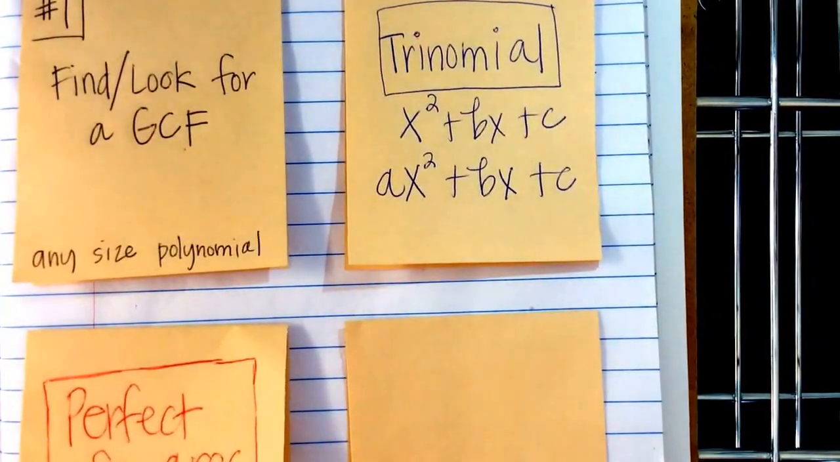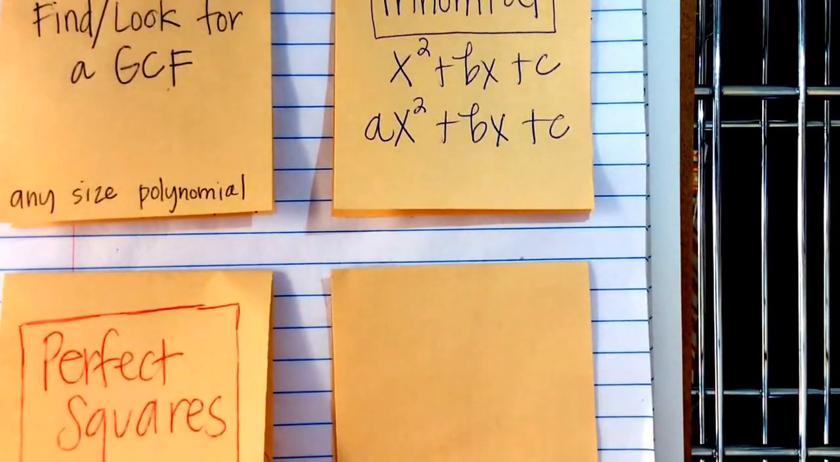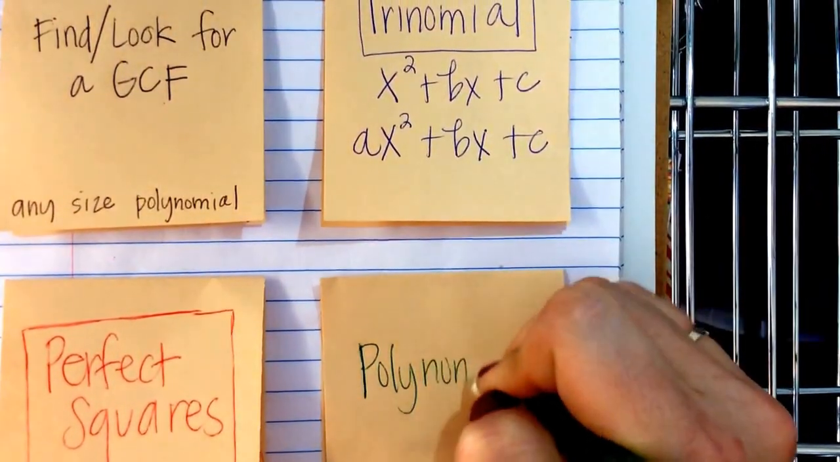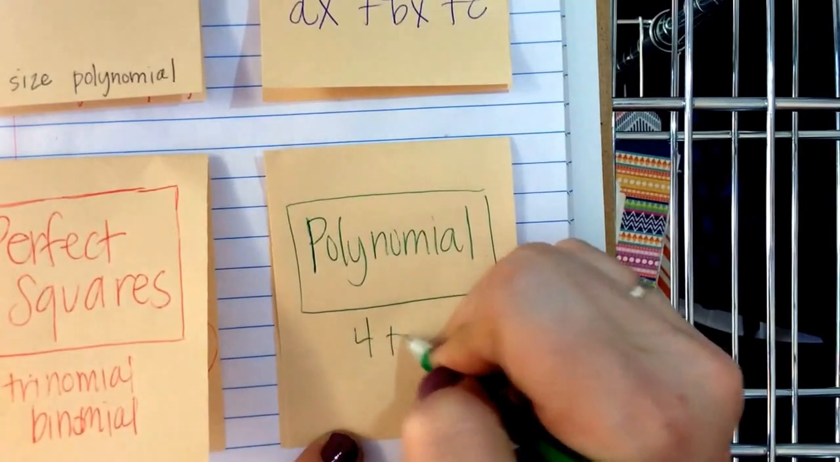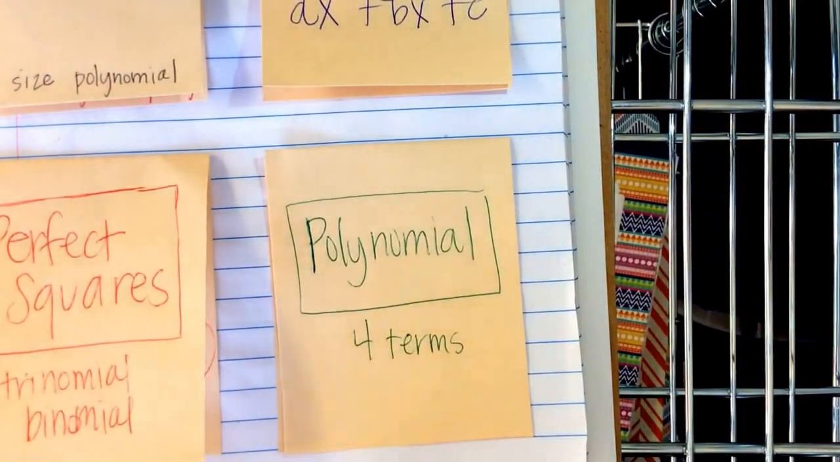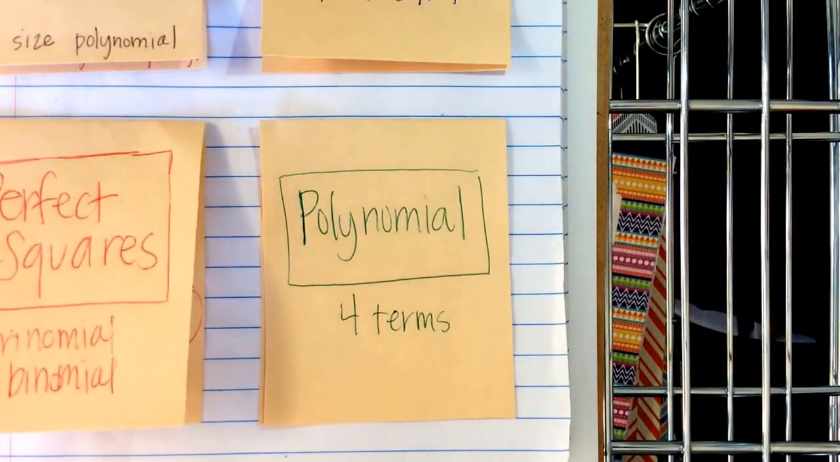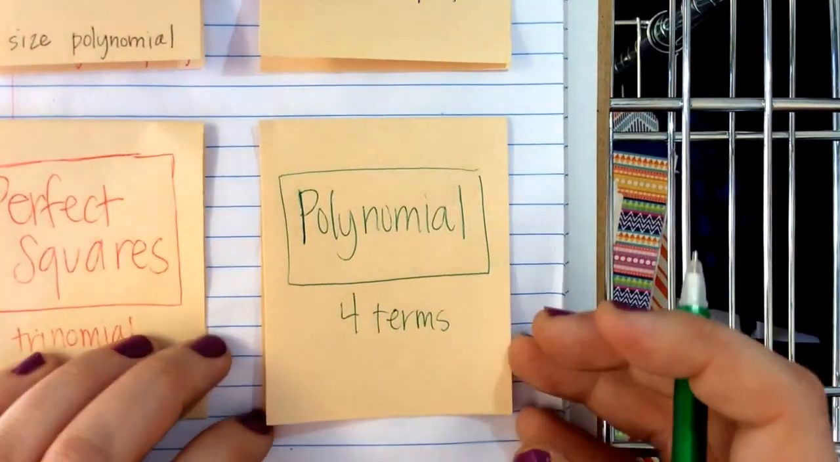The last one is, what if it's a polynomial? Specifically, what if it has 4 terms? What do you do if it has 4 terms? What if it's a polynomial with 4 terms? What's our rule? Damien? Foil. Not FOIL. Foiling is to get to that polynomial. Grid. Alyssa? Break it in half.